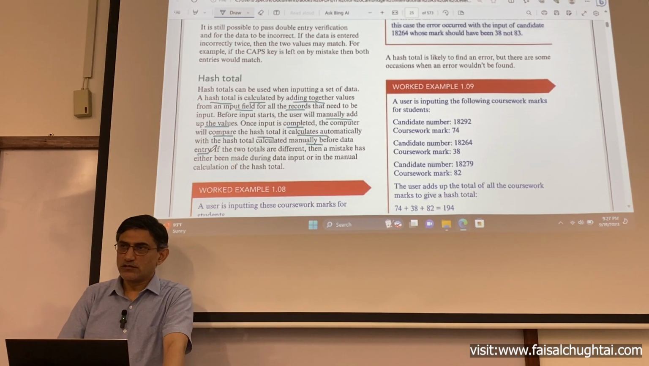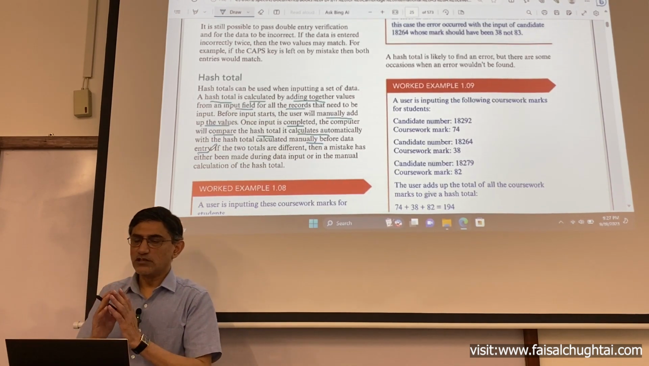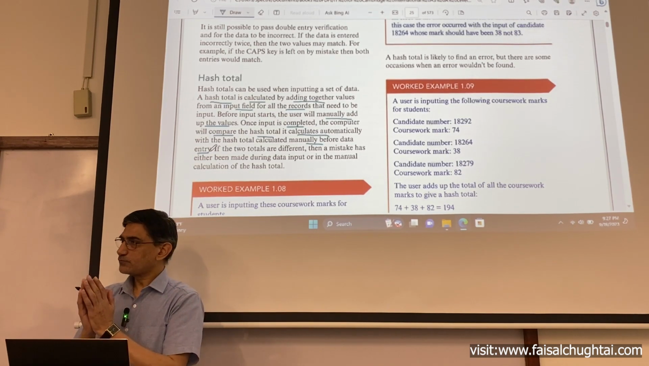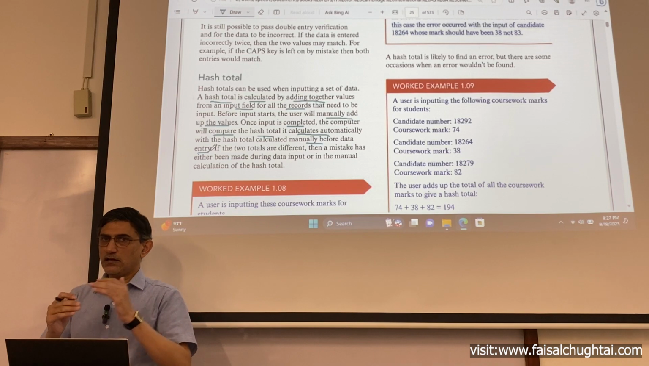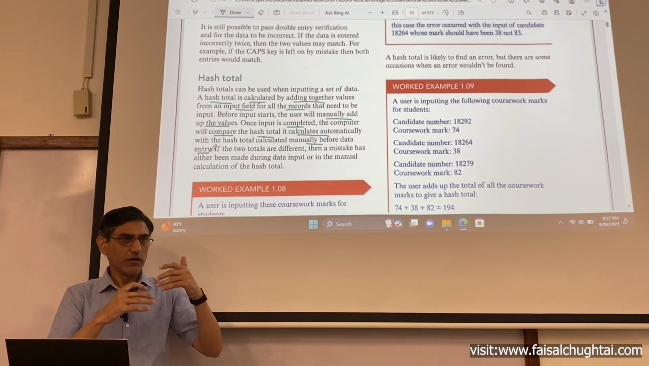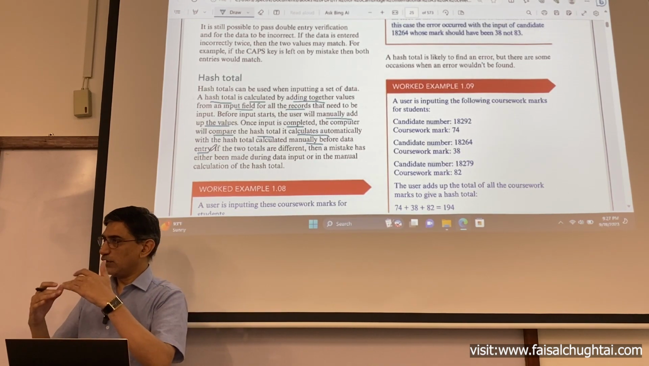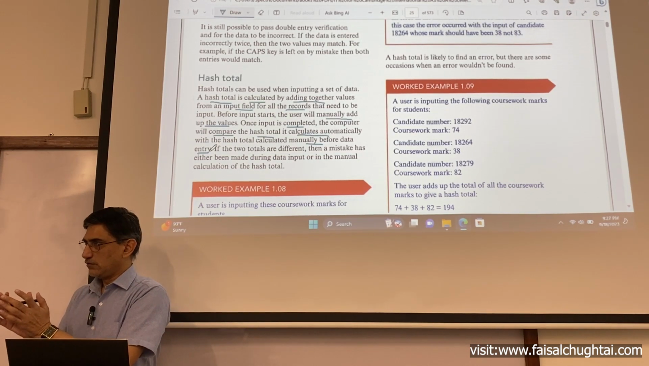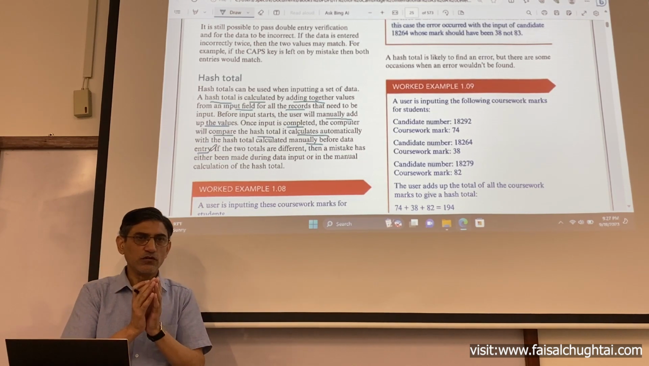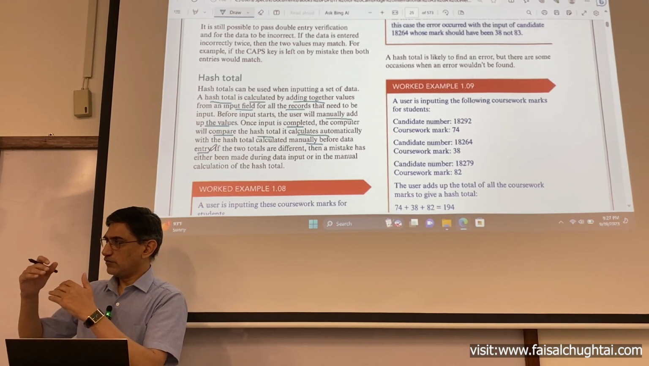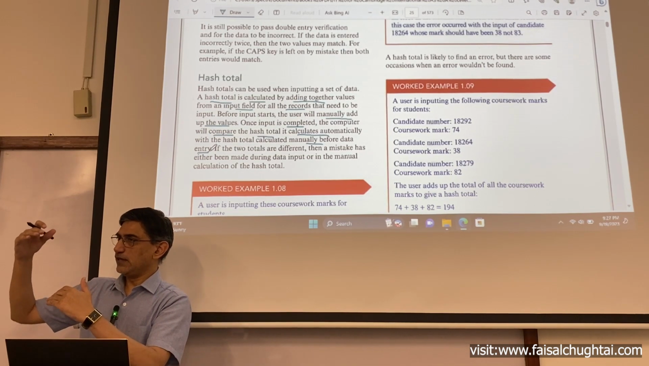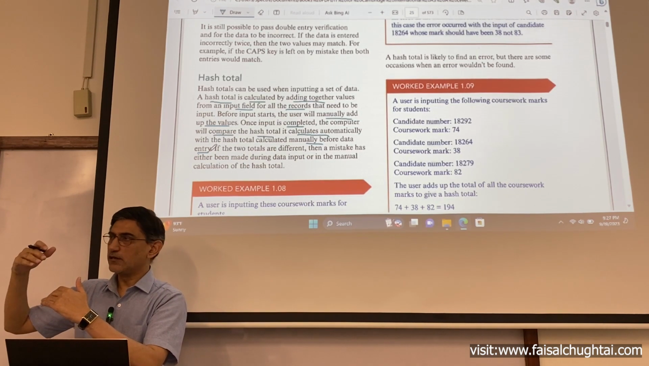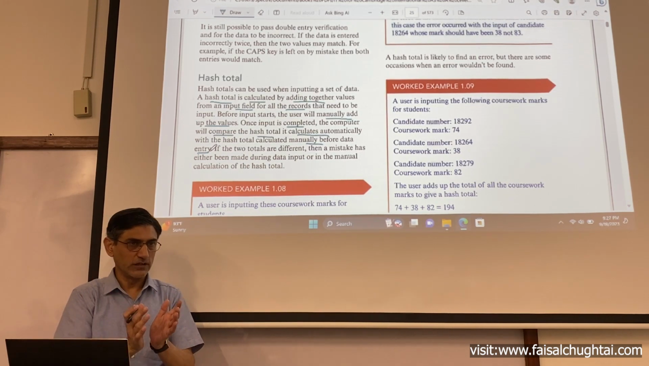Now, what is this about? A hash total is a way of calculating any data by doing a mathematical calculation, which could be adding up a certain data item and arriving at a total. All right. Now, that total would only be arrived at if you have certain values, because you have added up those same values and arrived at a total.